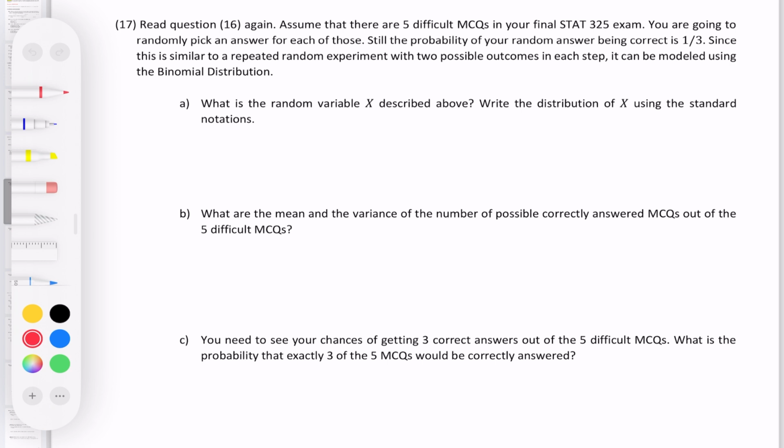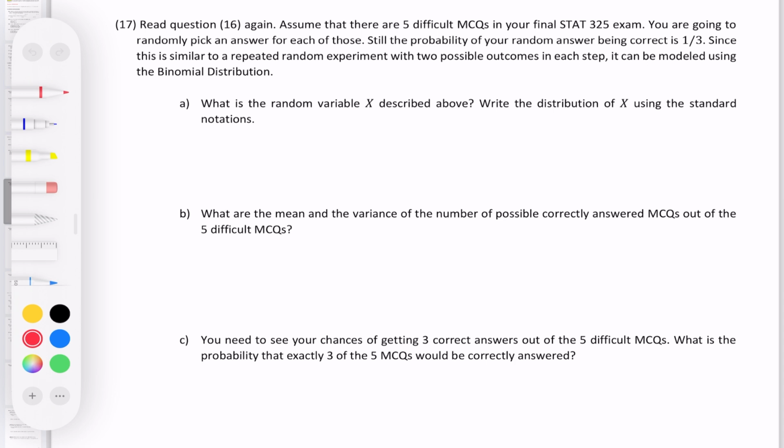So problem 17 is, assume that there are 5 difficult MCQs in your final Stat 325 exam. Well, of course, in your final exam, there will be 12 multiple choice questions. You're going to assume that 5 of them are difficult, which means a student taking that exam doesn't know the answer for 5 of those MCQs. You're going to randomly pick an answer for each of those.